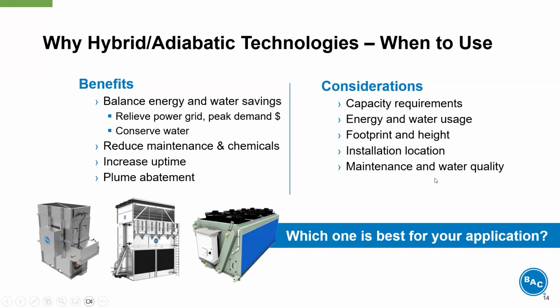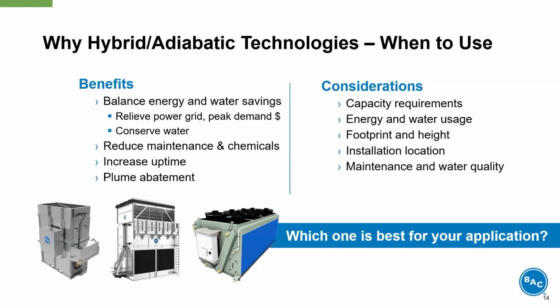But how do you choose which hybrid or which adiabatic product you want? Well, things to consider first and foremost are your project capacity requirements. Like I mentioned with the HXV cooler, unless you have a very large system capacity requirement, that's not going to be a viable option. So your capacity needs will help guide you to a shorter list of options to consider. From there, what's most important, your energy or your water usage? Do you want to have the most energy efficient system possible? Do you want to use as little water as possible? Or do you want something in the middle that affords you some flexibility? So those kinds of conversations and questions will help guide you one way or another.